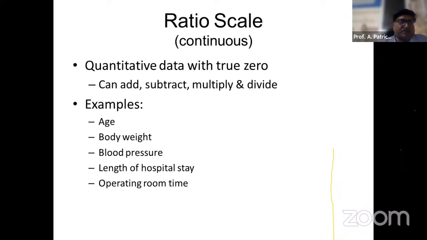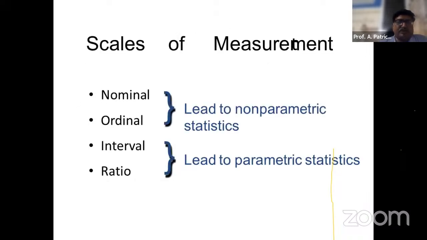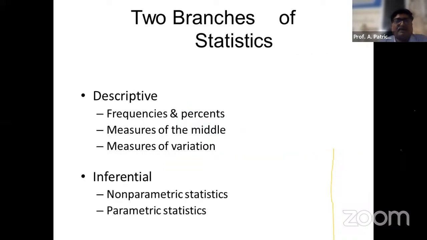It can be blood pressure, length of stay, body weight, age, all in decimals. I said if it is nominal or ordinal, you use descriptive and also apply non-parametric tests, chi-square and others. If it is interval and ratio, you apply parametric tests. That is where you say Z-test, T-test, ANOVA, they come under them. And descriptive can be frequency, percentage, trying to find the midpoint, measures of variation.